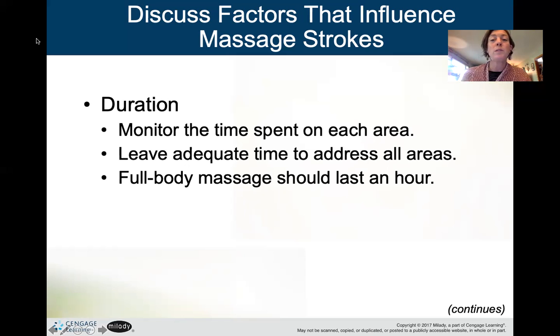And also what's going to affect your duration is how much you're trying to accomplish and how much time you have. So you want to make sure in almost every massage you do that you can hit all of the areas of the body, even if you're going to spend a little more time specifically on problem areas.